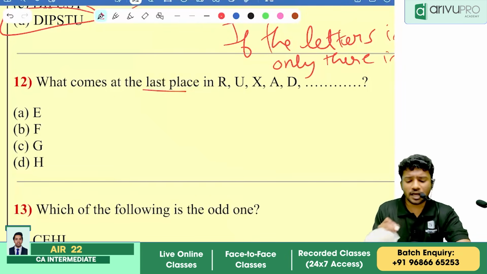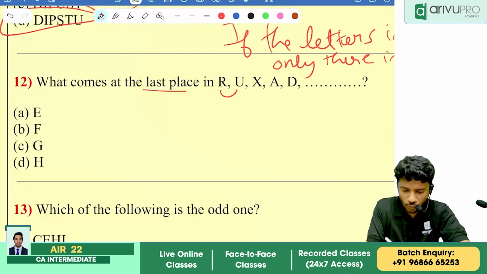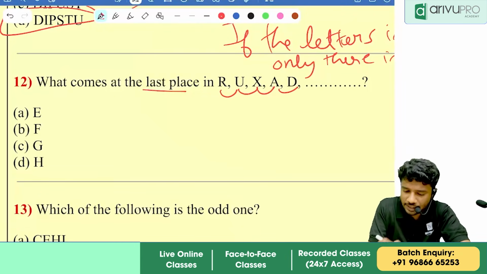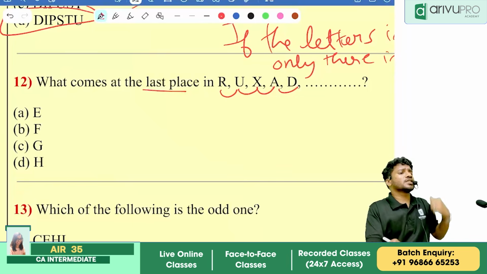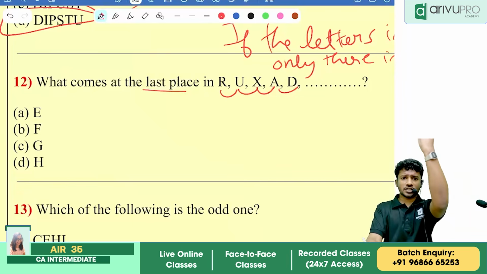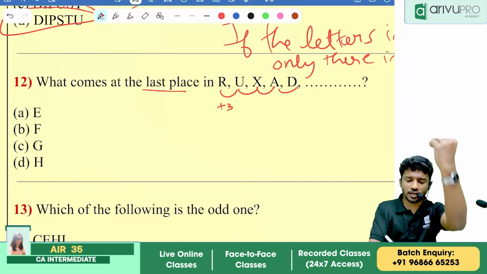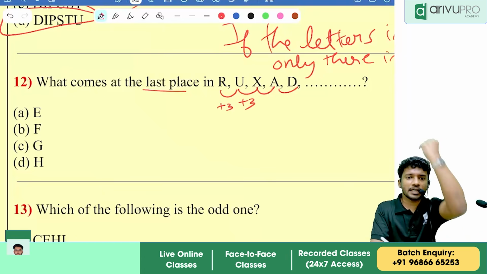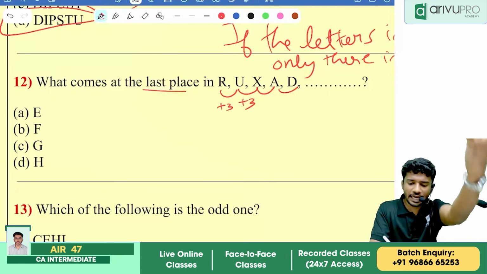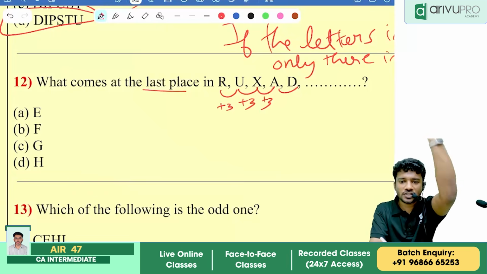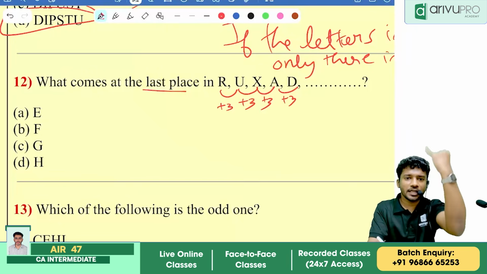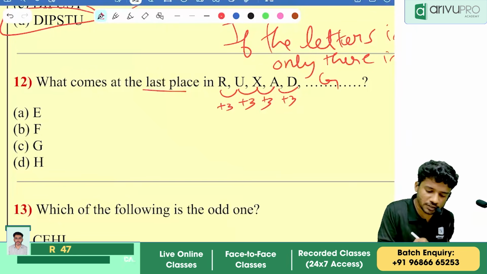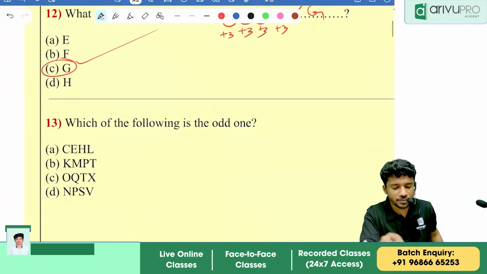Now, next question. What comes at the last place? R, U, X, then A, D. R plus what is U? S, T, U plus 3. U, V, W, X plus 3. Y, Z, A plus 3. B, C, D plus 3. E, F, G plus 3. Answer is what? Option C.